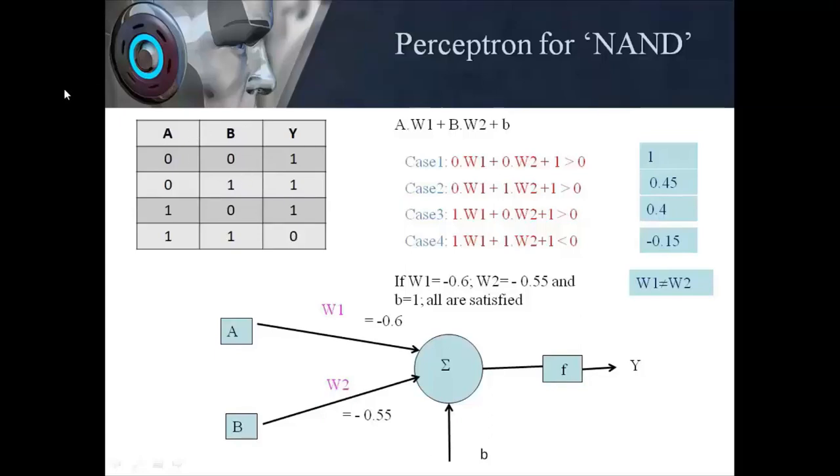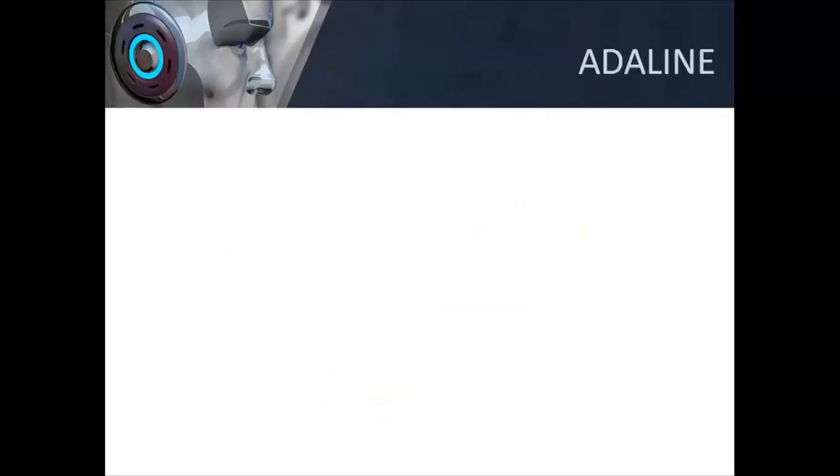We could have also chosen in this case the inputs to be bipolar. That is, 0 could have been represented as -1. So you can try solving the same NAND gate problem using different values of threshold for a bipolar input and a bipolar output NAND gate. So with this, we understand how the perceptron is going to work and we understand the capabilities of the perceptron.